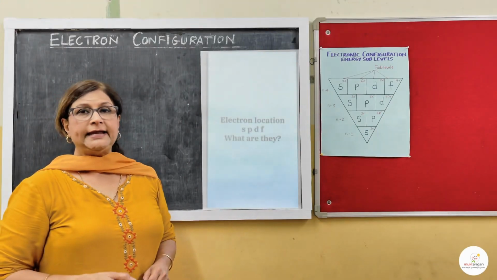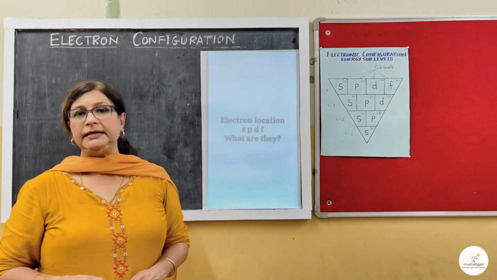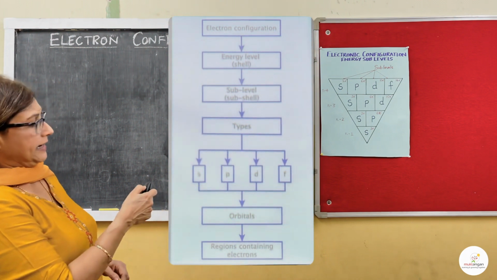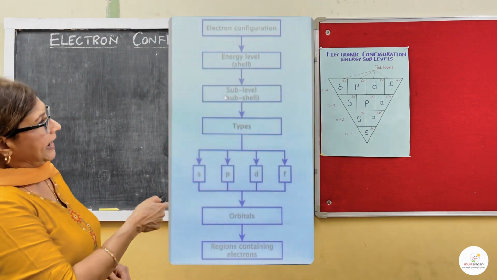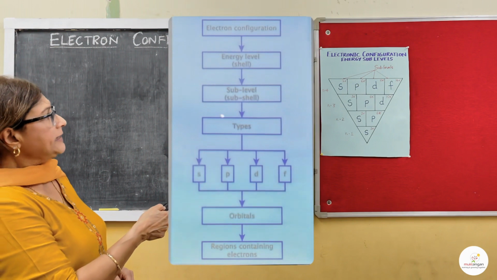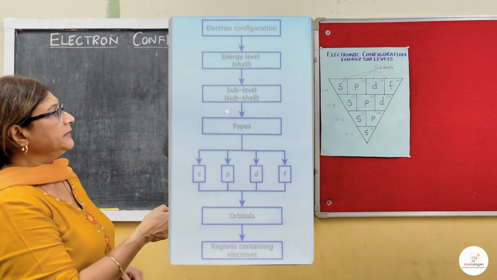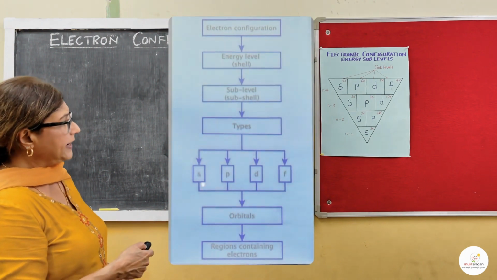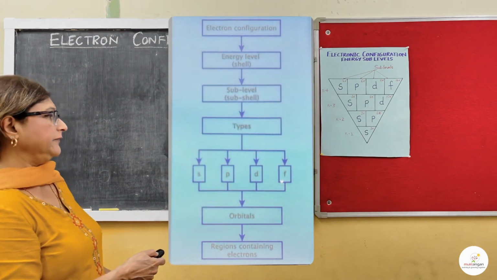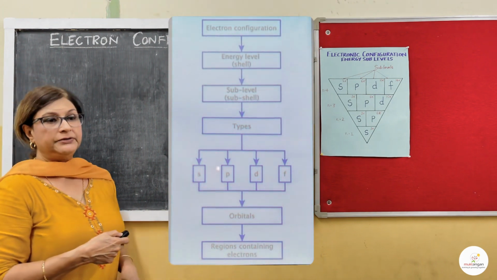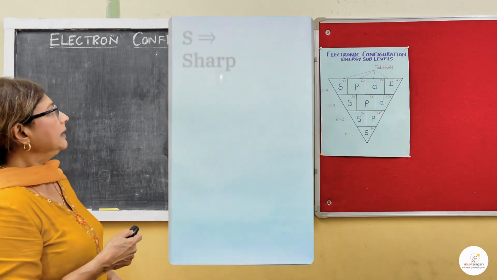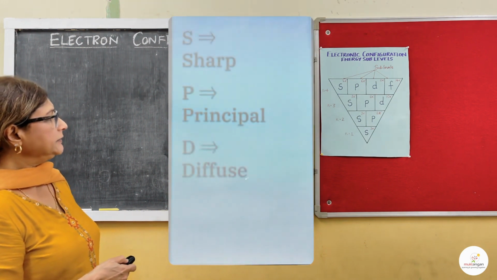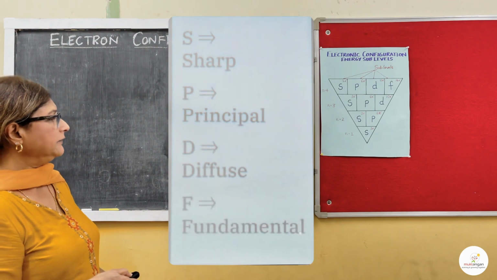So now let's take an in-depth look into s, p, d, f configuration. As you have seen before, the energy level has sublevels, and we will look into the sublevels in detail now. Sublevels are of 4 types: s, p, d and f. s stands for sharp, p stands for principal, d stands for diffuse, and f stands for fundamental.